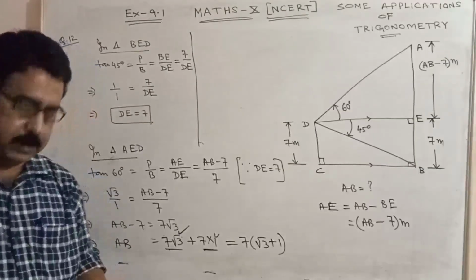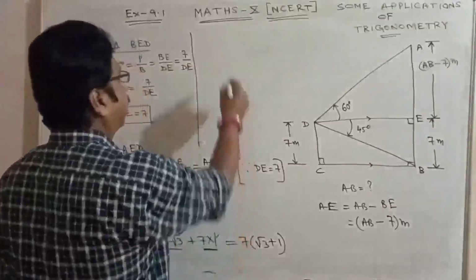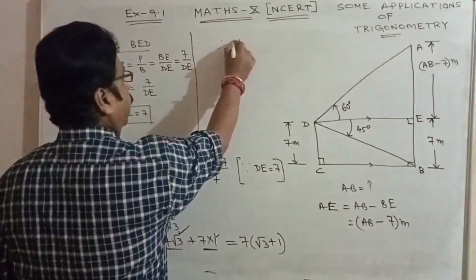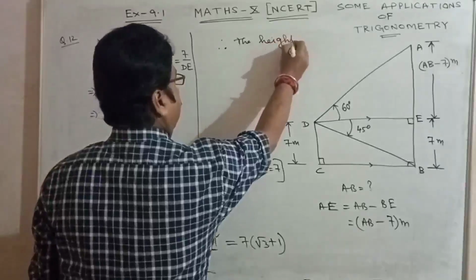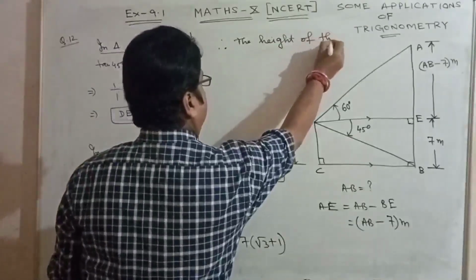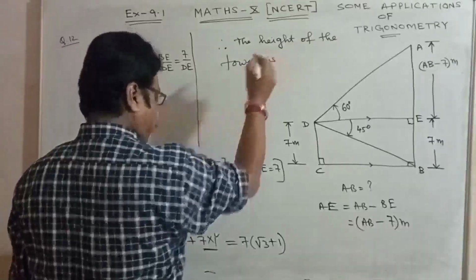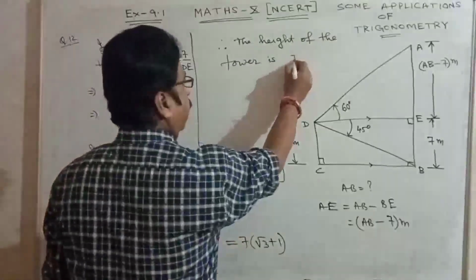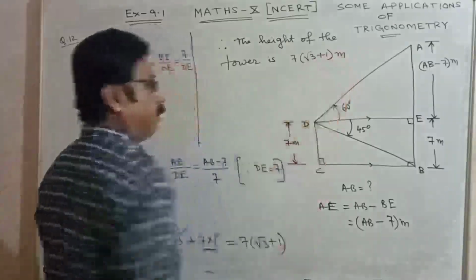Determine the height of the tower. Therefore, the height of the tower is 7 root 3 plus 1 meters.